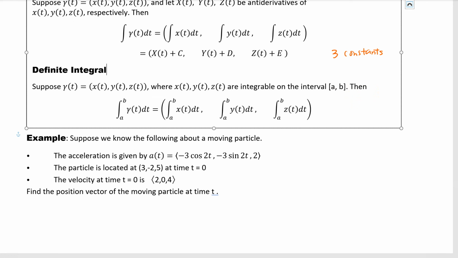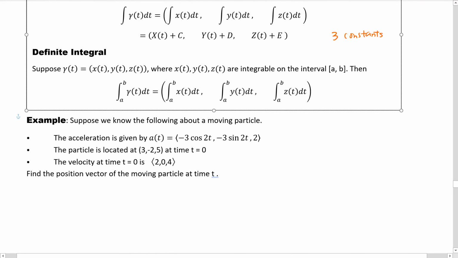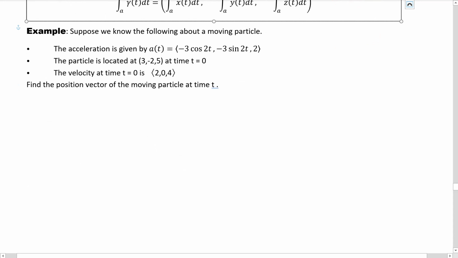Okay, let's look at the following example. Suppose we know the following about a moving particle. The particle is given by the acceleration. The particle is located at 3, -2, and 5 at time t equal to 0. The velocity at time equal to 0 is 2, 0, 4. Find the position vector of the moving particle at time t.